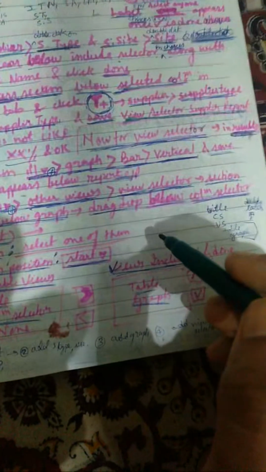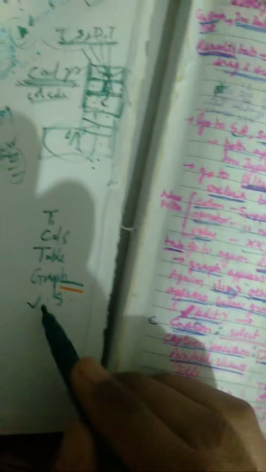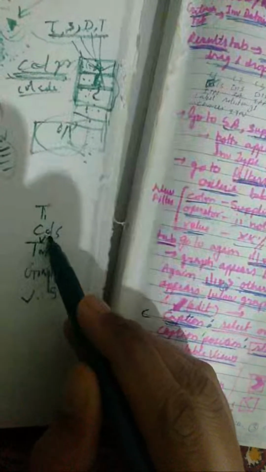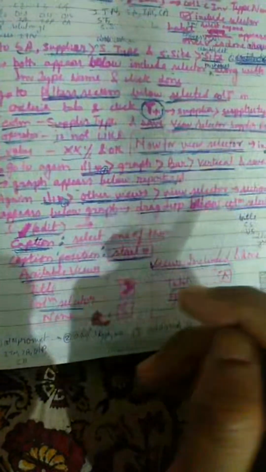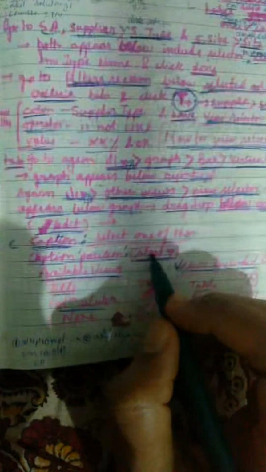Now what I'm doing is, again this view selector I am dragging it below the column selector. I'll do a drag drop here. Now what happens is, just click on edit. Once you drag drop, click on edit. So caption is again whatever, select any one of them, or you can write whatever caption. Caption position, like do you want it to be at the start or end, whatever values are there, you can select any one. So I have selected start.